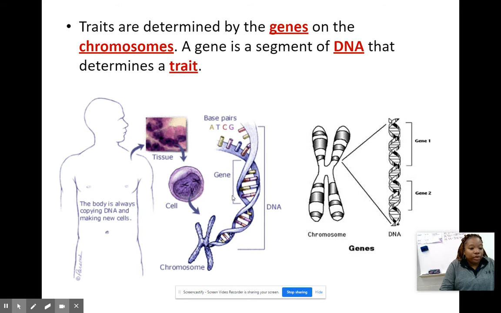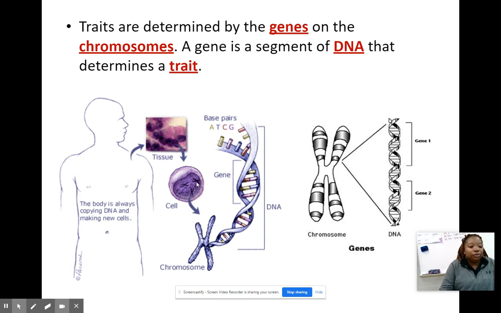So if you were to see a chromosome, first we start with tissue, then inside the tissues we have cells. Inside the cells we have a nucleus, and inside of the nucleus you have DNA. But that's for sexually reproduced organisms. Now asexual reproduction, organisms that reproduce asexually may not have a nucleus. It may not be a nucleus bound organelle.